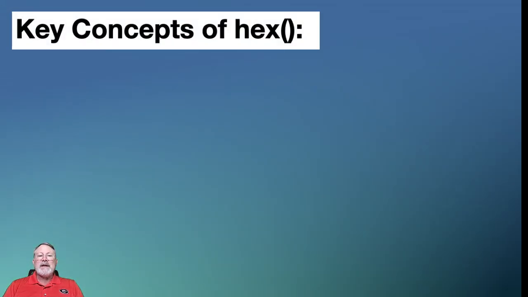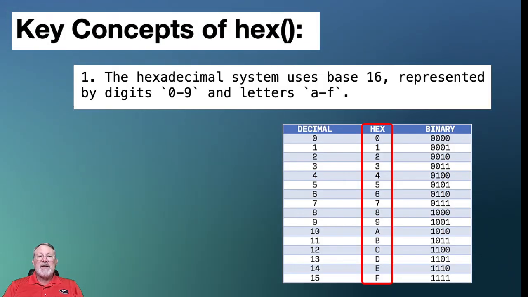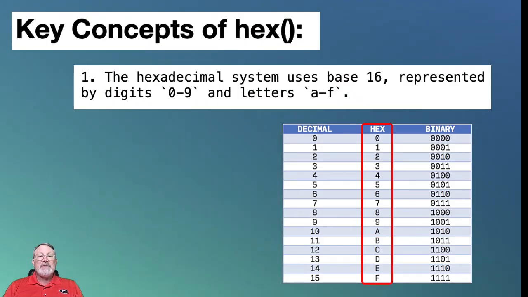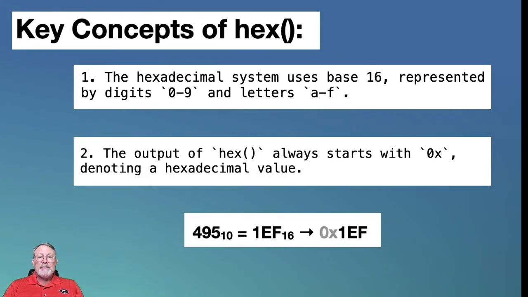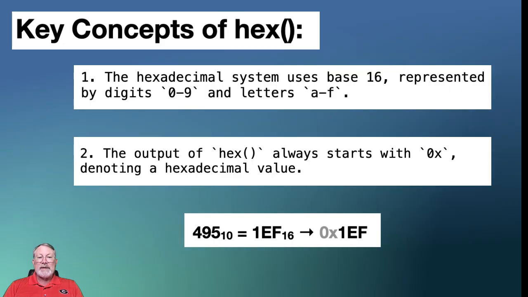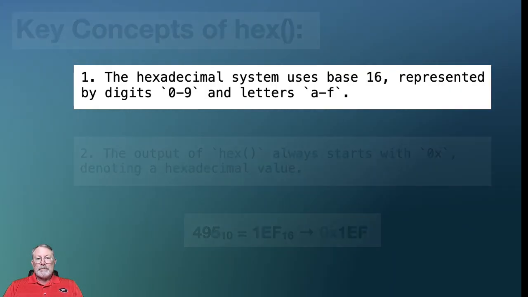Here are a few key concepts. The hexadecimal system uses base 16, represented by digits 0 to 9 and letters A to F. The output of hex always starts with 0x, denoting a hexadecimal value.